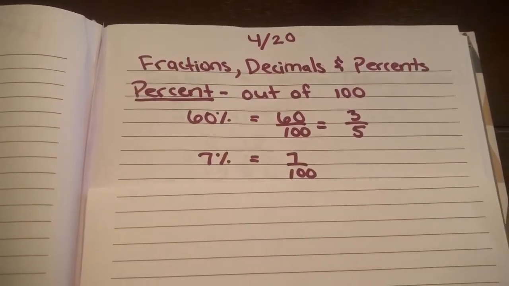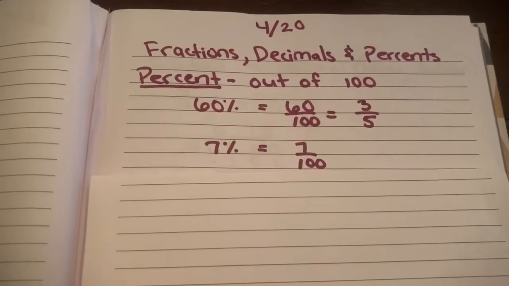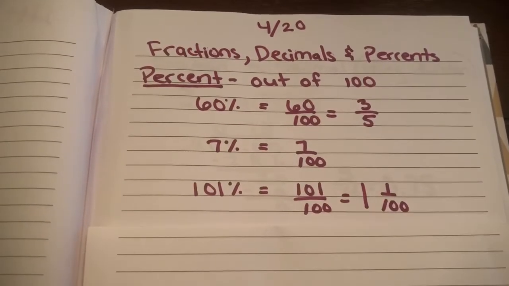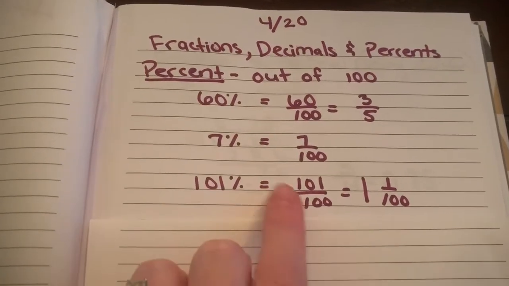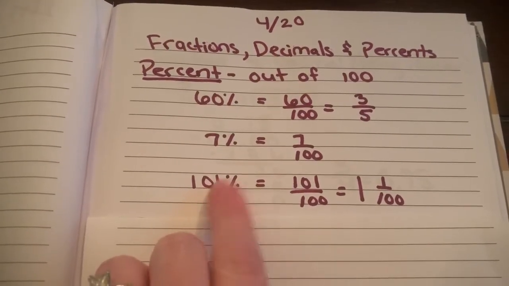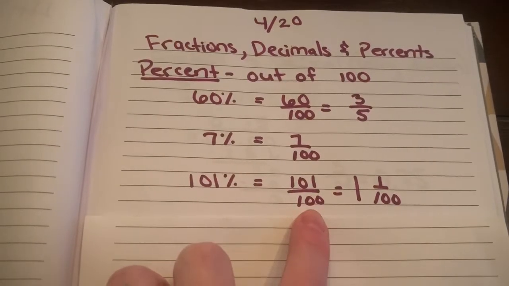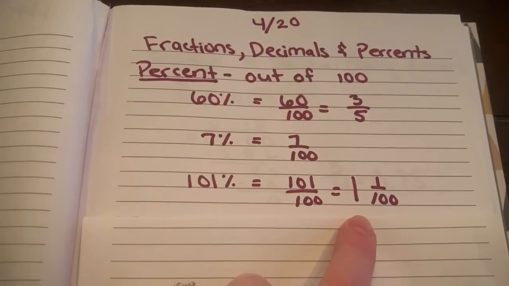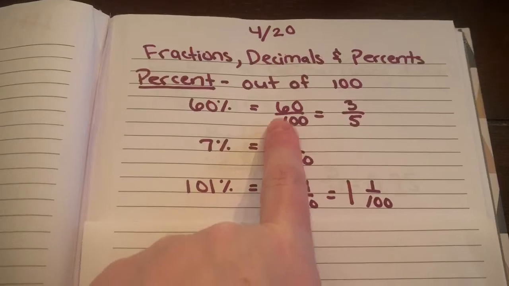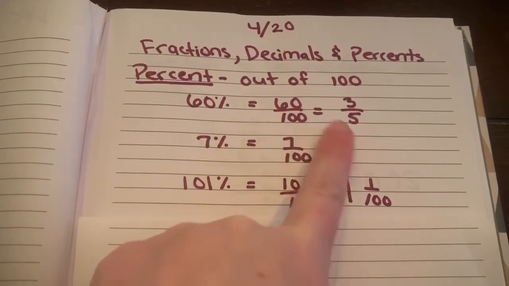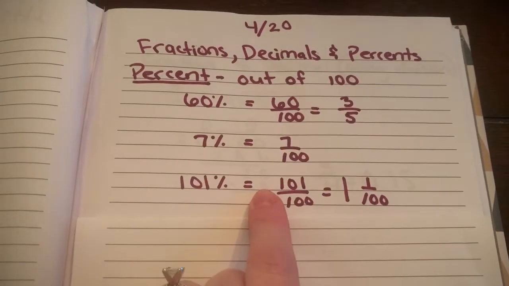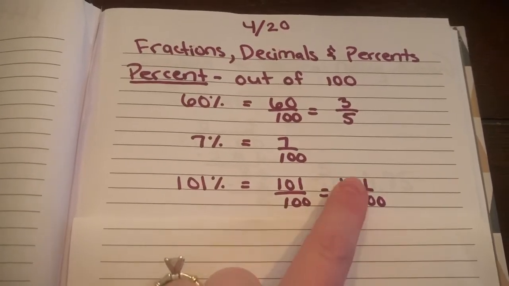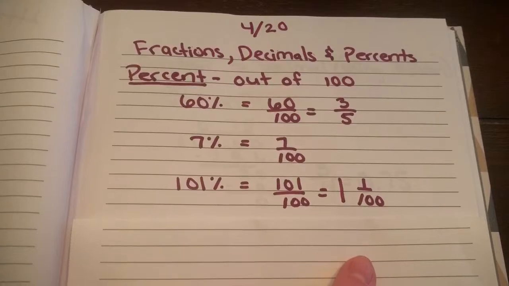So if you had 7%, it would just mean 7 out of 100. If you had 101%, it would mean 101 over 100. So the percent is always over 100. And then if you can, you reduce or simplify. So I reduced with this one by dividing them both by 20 like normal. This, because it's improper, 100 goes into 101 once and 1/100th left over.